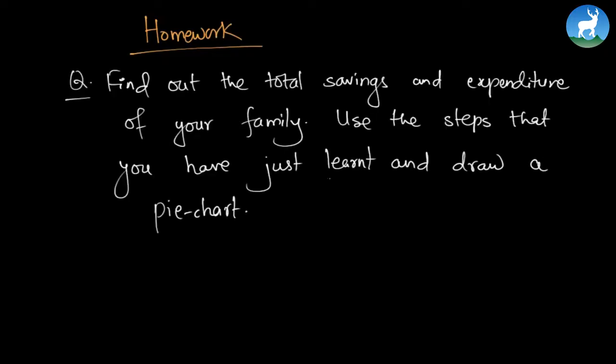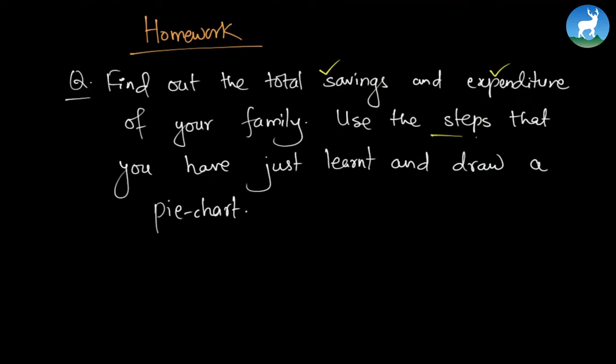Now I'm going to give you some homework, like usual. Homework. Right, this is your homework. You need to find out the total savings and total expenditure of your family. You can go ask your parents, ask your father or mother. Find out the rough estimate. It doesn't have to be the exact amount. You can also assume it sometimes. So just find out the tentative, the approximate savings and expenditure.